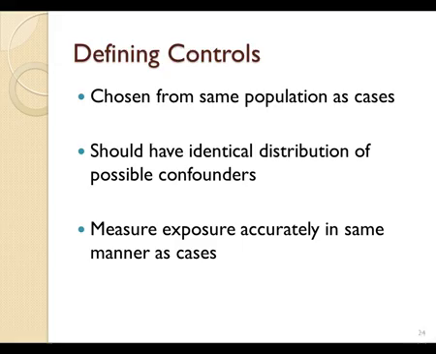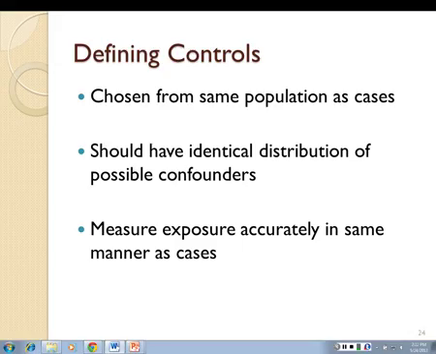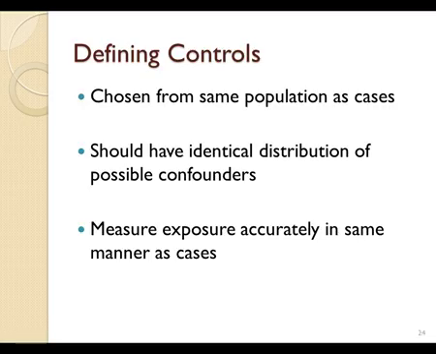The purpose of the control group is to estimate the frequency and degree of exposure that would have taken place in cases if no exposure-disease association exists. So it's sort of like a background level of exposure. Controls should be chosen from the same population as the cases, and they should be selected to match the characteristics of the cases. It is also very important that you measure your exposure or risk factor in the controls in the same manner that you used for the cases.